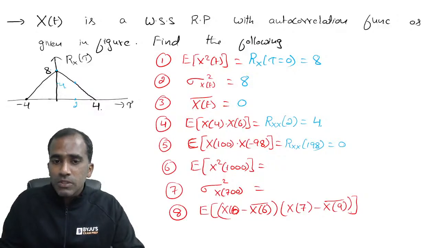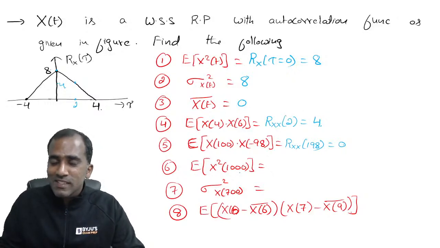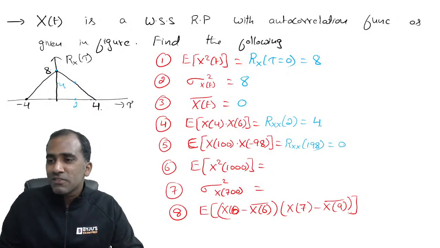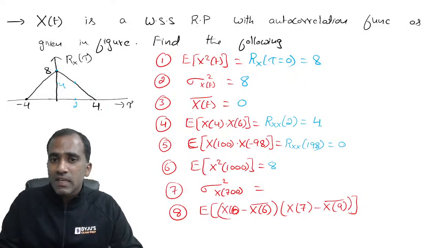Okay. How about this one? The random process has a mean square value of 8 units at any time. Whether it is 1000 seconds or 10,000 seconds, it should not matter for us, because it is white and stationary, so the mean square value is the same at every time. So it is again 8. At 700 seconds, what is the variance? Variance at any time is 8. So at 700 seconds also, it should be 8.